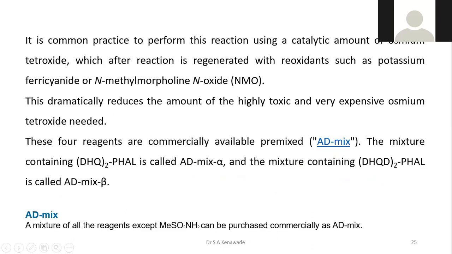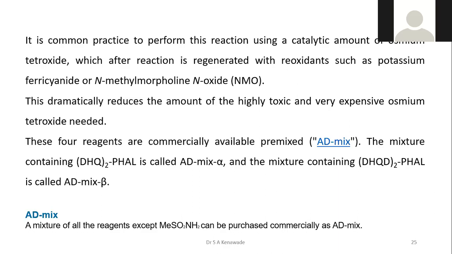Then, it is common practice to perform the reaction using a catalytic amount of osmium tetroxide. When osmium tetroxide is used, the reaction will progress. After some time, osmium tetroxide is consumed in the reaction system, and you know that osmium tetroxide is a very expensive reagent. So to reoxidize or regenerate osmium tetroxide, in this case we can use potassium ferricyanide or N-methylmorpholine N-oxide, NMO. These two reagents catalytically reconvert osmium tetroxide. Hence, we can reuse osmium tetroxide.